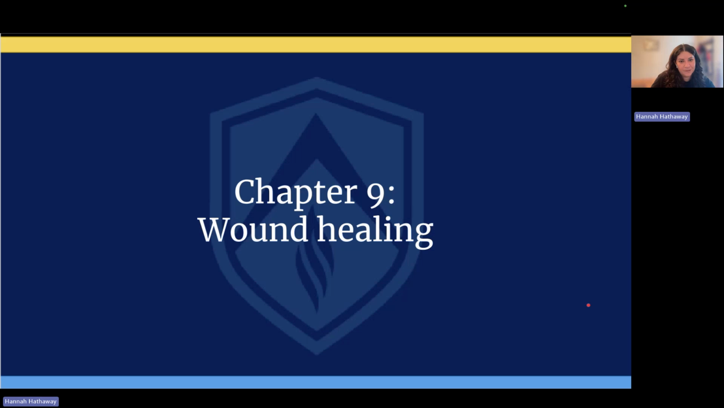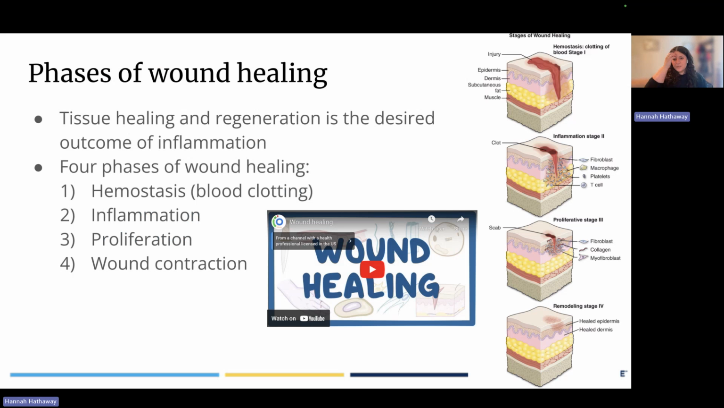Okay, we're almost done, guys. We're on the home stretch. We're finishing up with chapter 9, which is all about wound healing. Okay, so wound healing, there are 4 phases of wound healing.